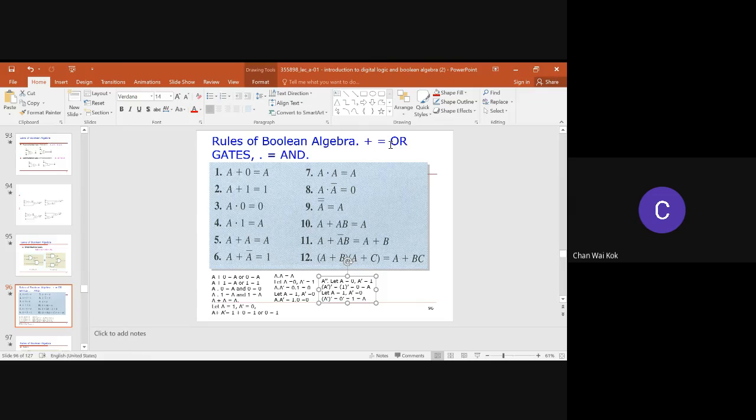Another one, you try writing here. Rule number 10, A plus AB will be equivalent to, let's try here. We have very little space. So A plus AB equals A times bracket 1 plus B, which equals A, because 1 plus B equals 1.